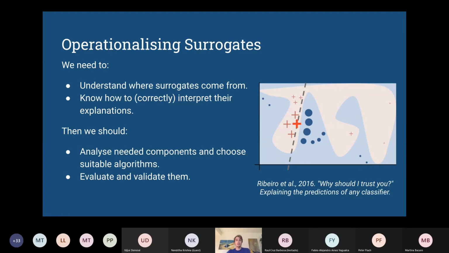But in order to do all of that, we actually need to understand where surrogates come from, so how each building block contributes to the final explainer, and also how to correctly interpret the explanations. And this will be what you will be able to experiment with in the hands-on part of this tutorial. But then we should also analyze different components and choose the correct ones for our particular use case, because every single use case may require different components. And then also have some sort of tools or techniques or strategies to evaluate and validate these components as we go.